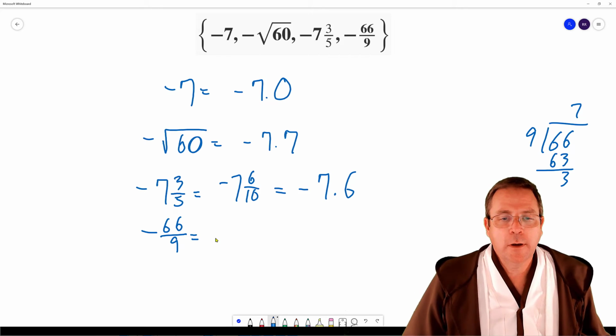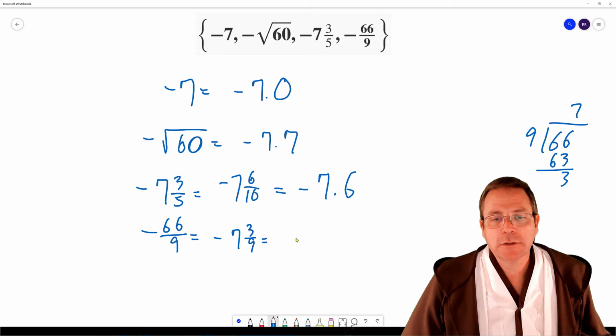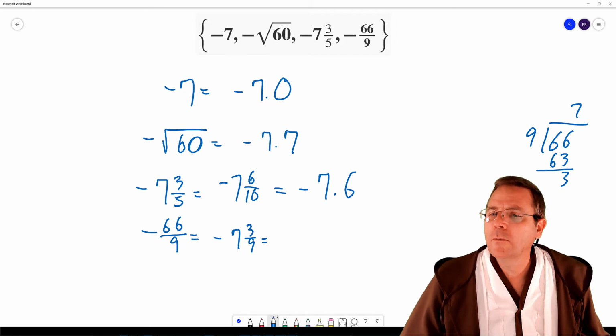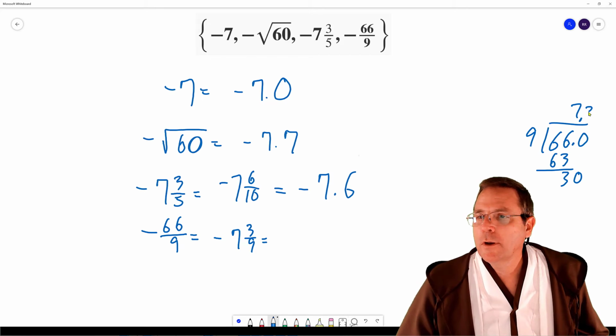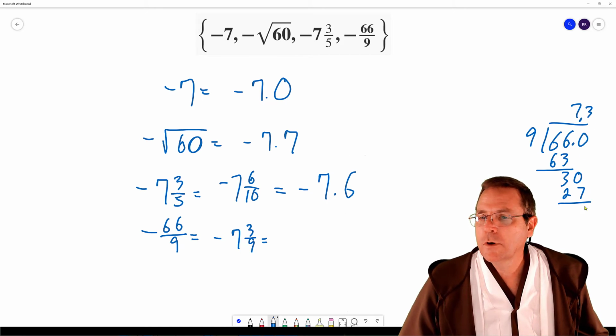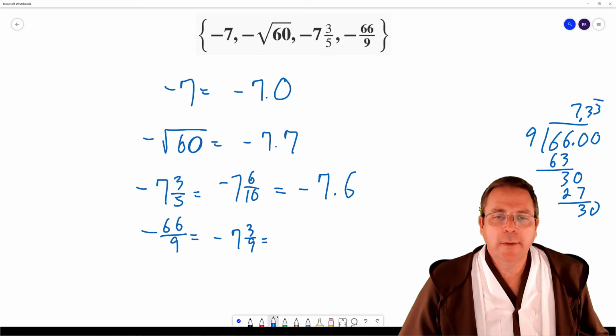So that one would end up being a negative 7 3/9, which is the same thing as, well, hold on, we need to do these to decimals, don't we? So we're going to add the next in a decimal and a 0. My decimal is going to go up, the 0 is going to go down. 9 is going to 30 3 times, which is 27 with 3 left over. We can annex in another 0, and that's going to give us a repeating 3 value.